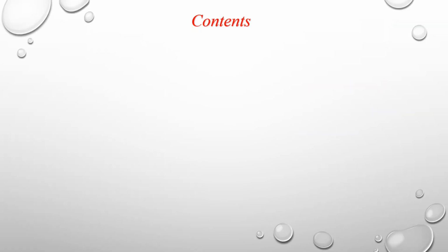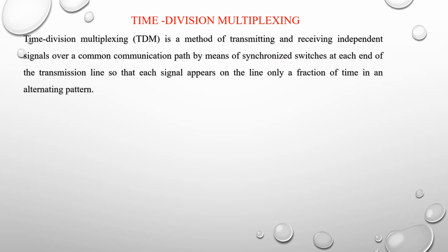In this lecture video, we are going to discuss time division multiplexing, TDM. Time division multiplexing or TDM is a method of transmitting and receiving independent signals over a common communication path by means of synchronized switches at each end of the transmission line so that each signal appears on the line only a fraction of time in an alternating pattern.